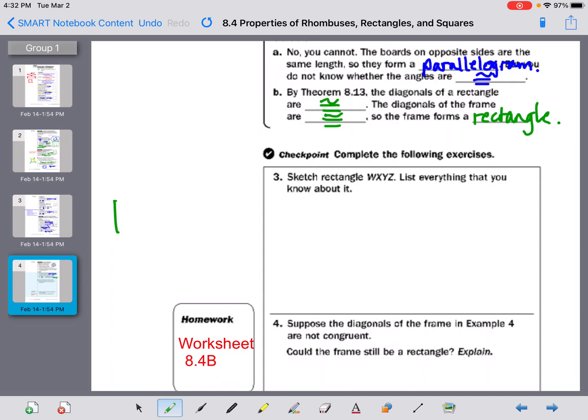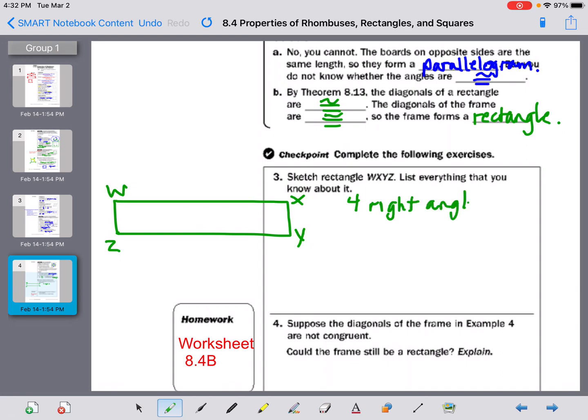There's my rectangle, WXYZ. What do we know about it? Well, definitely 4 right angles, right? 4 right angles. Okay, because that's what makes it a rectangle. What else do we know about it? Opposite sides are congruent. Probably something we knew about it a long time ago, but it's also because it's a parallelogram, right? Opposite sides are parallel. Also because it's a parallelogram and everything is at 90 degrees, so it keeps them parallel.